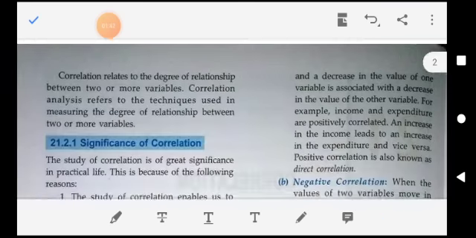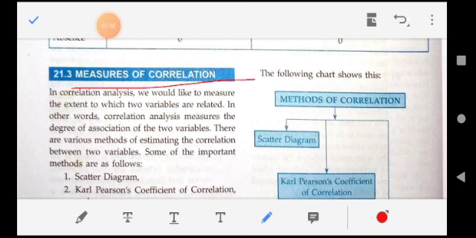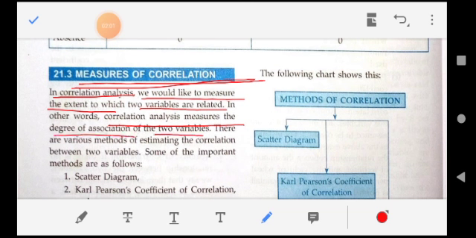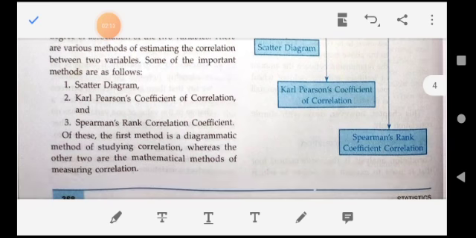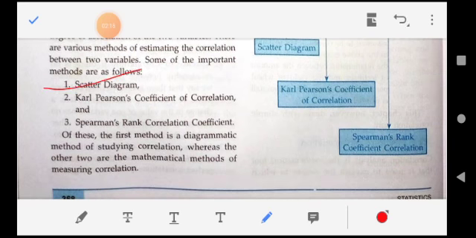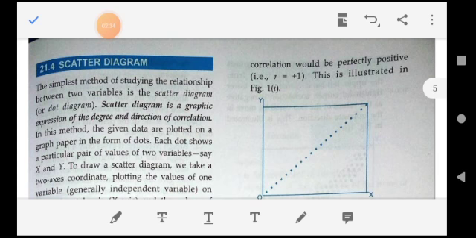Now, measures of correlation. In correlation analysis, we would like to measure the extent to which two variables are related. In other words, correlation analysis measures the degree of association of the two variables. There are various methods of measuring correlation. The important methods are: one is scatter diagram, second is Karl Pearson coefficient of correlation, and last is Spearman's rank correlation coefficient. In this video we will talk about scatter diagram in detail. So let's start with scatter diagram.